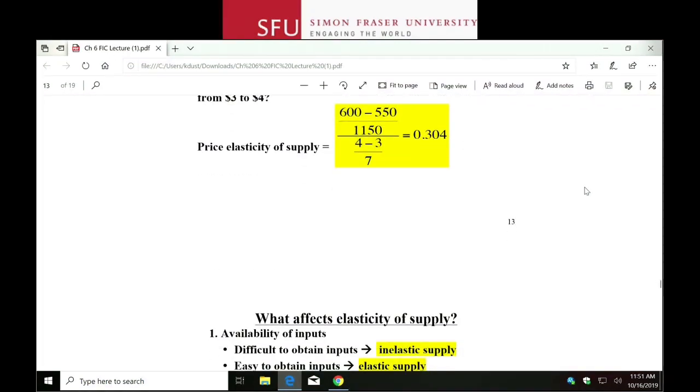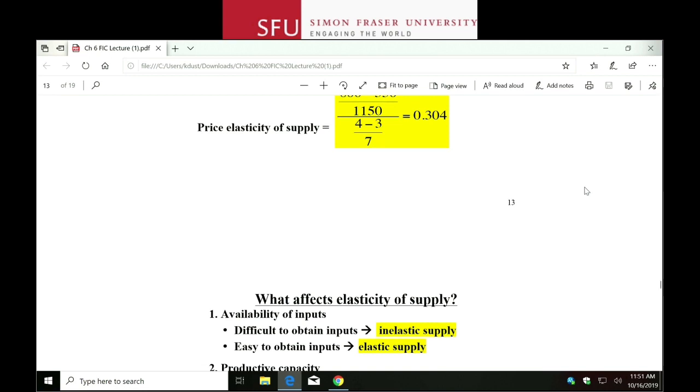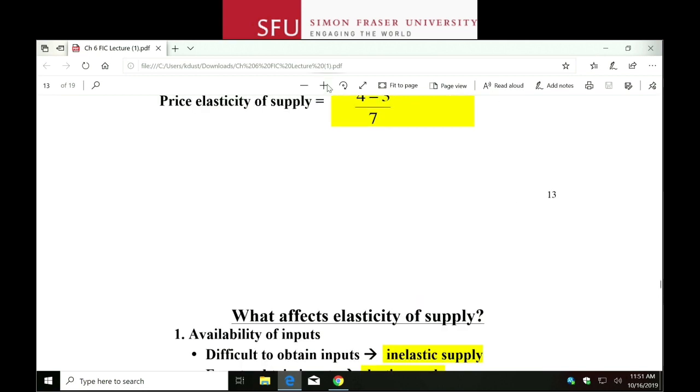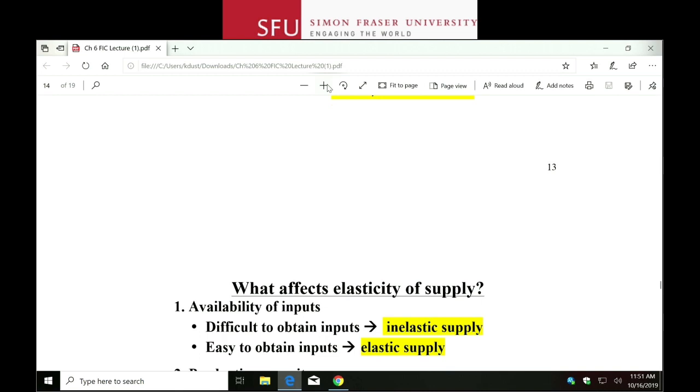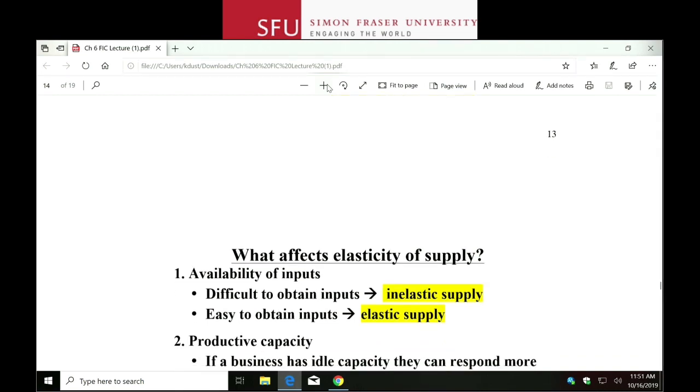All right, so what determines elasticity for suppliers? So first one is the availability of inputs. So if it's easy to get, or if it's difficult to get the inputs, then you won't be able to increase your production right away. So you'd have more inelastic supply, or the opposite. And then related to that would be how much capital do you have available?